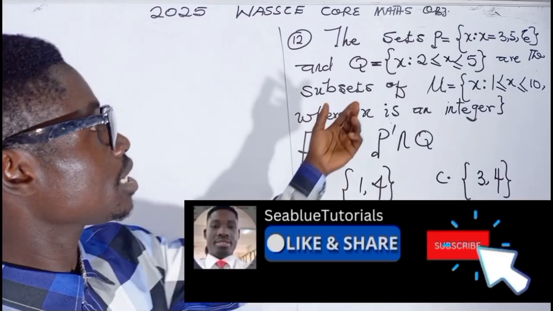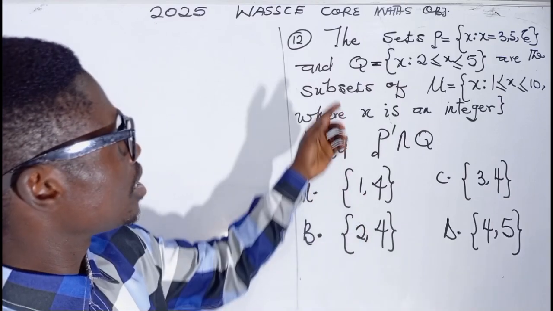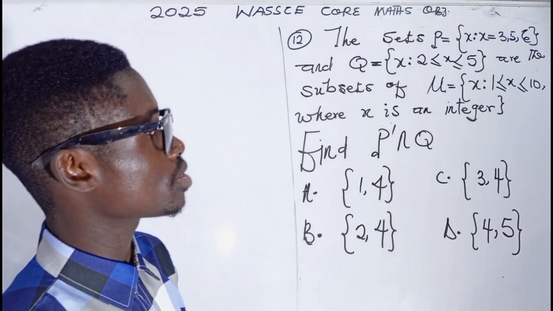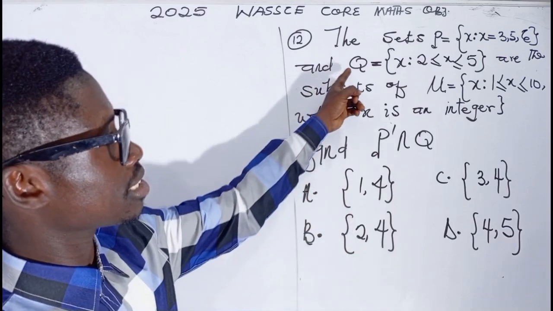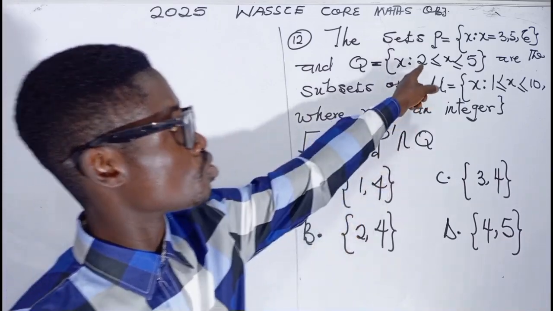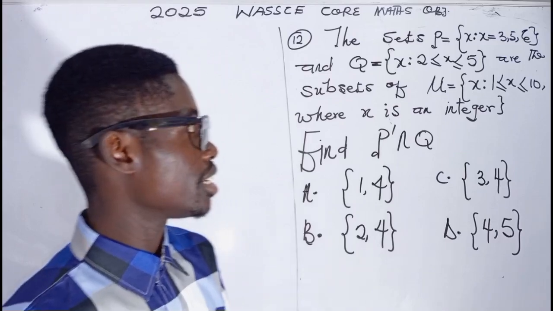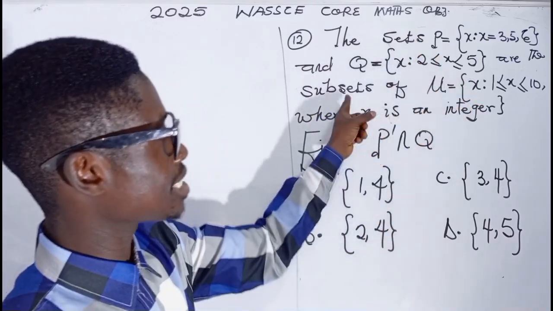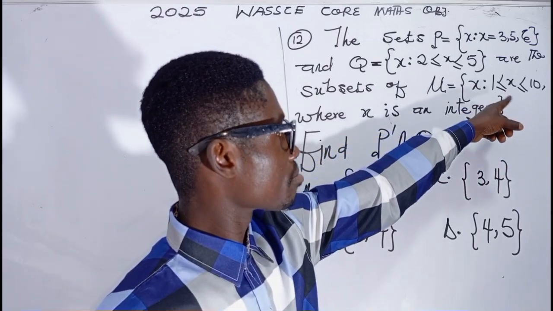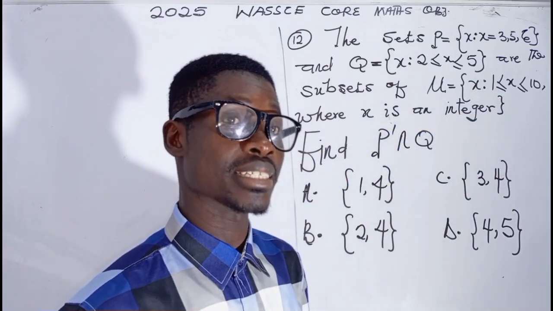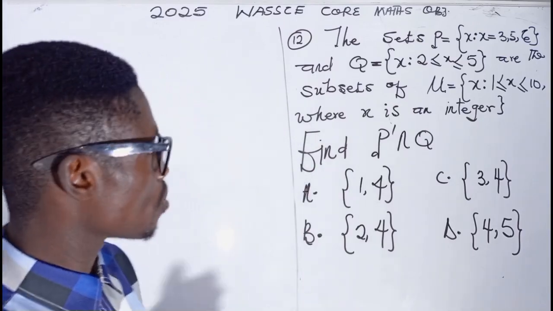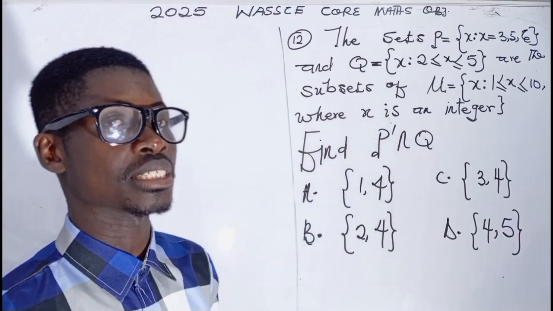So what does the question say? The set P is defined by x such that x is equal to 3, 5, 6. And they also give another set Q, x such that x is greater or equal to 2 and this same x is less or equal to 5. These two sets P and Q are subsets of the universal set, which is given as x such that x is greater or equal to 1 and x is less or equal to 10, where x is an integer. We want to find P complement intersection Q.